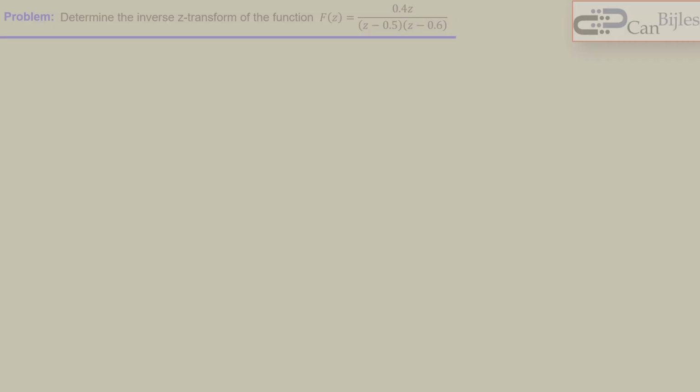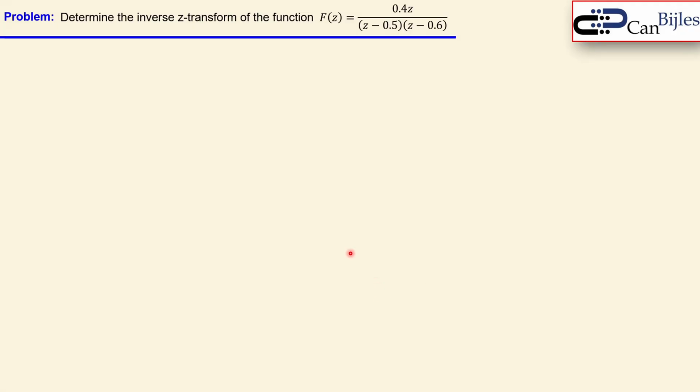Okay, let's see our example. We would like to determine the inverse z-transform of this function, which is given by F(z). It's given by 0.4z over (z minus 0.5) times (z minus 0.6). So we have two poles and one zero for this function. Okay, so how do we determine that? Let's see first the calculations.